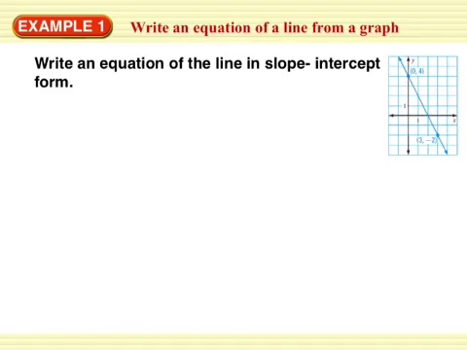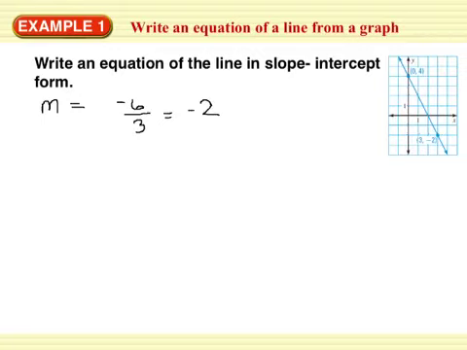Write an equation of the line in slope-intercept form. First, we're going to figure out what the slope is. And luckily it's a graph, so we can just count. I'm going to start at one point and count rise, which would be 1, 2, 3, 4, 5, 6. I went down 6. And run, which is 1, 2, 3, positive 3, which simplifies to negative 2.